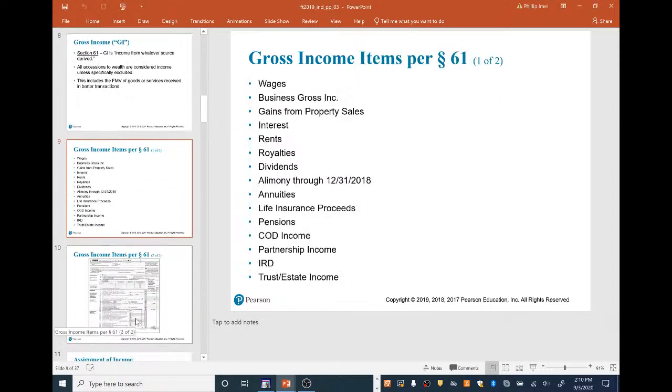Okay, next, this is just going to be a little example here of what gross income items are per Section 61 of the Internal Revenue Code. So as we can see here, we have wages, business gross income, gains from property sales, interest, rents, royalties, dividends, alimony through 12/31 of 18, annuities, life insurance proceeds, pensions, COD income, partnership income, IRD, and trust and estate income. So once again, these are gross income items per Section 61 of the Internal Revenue Code.